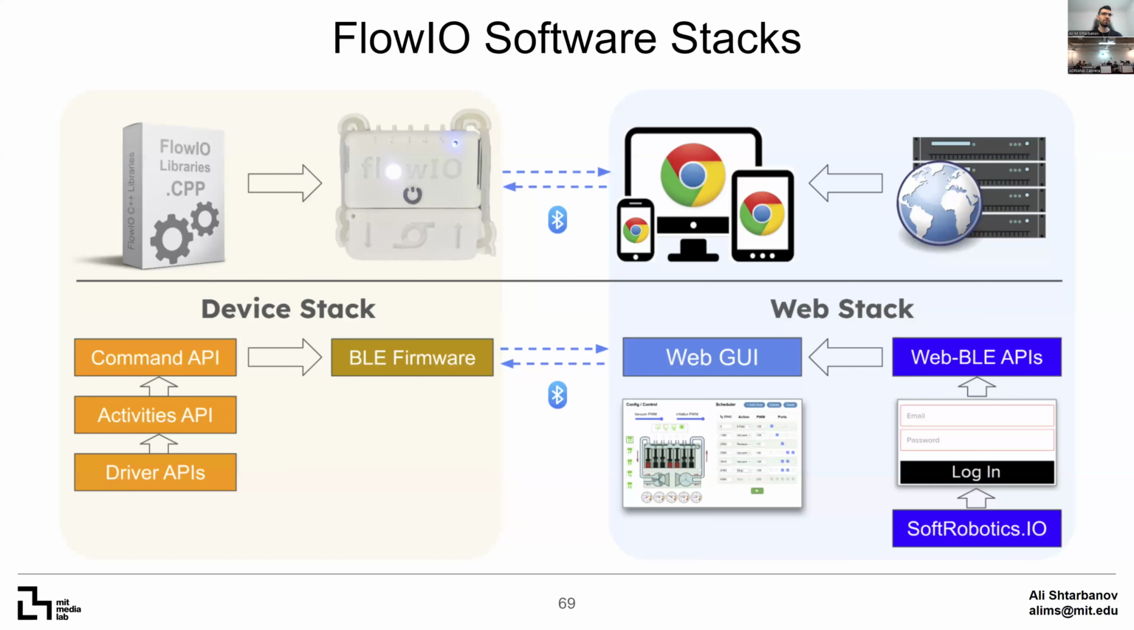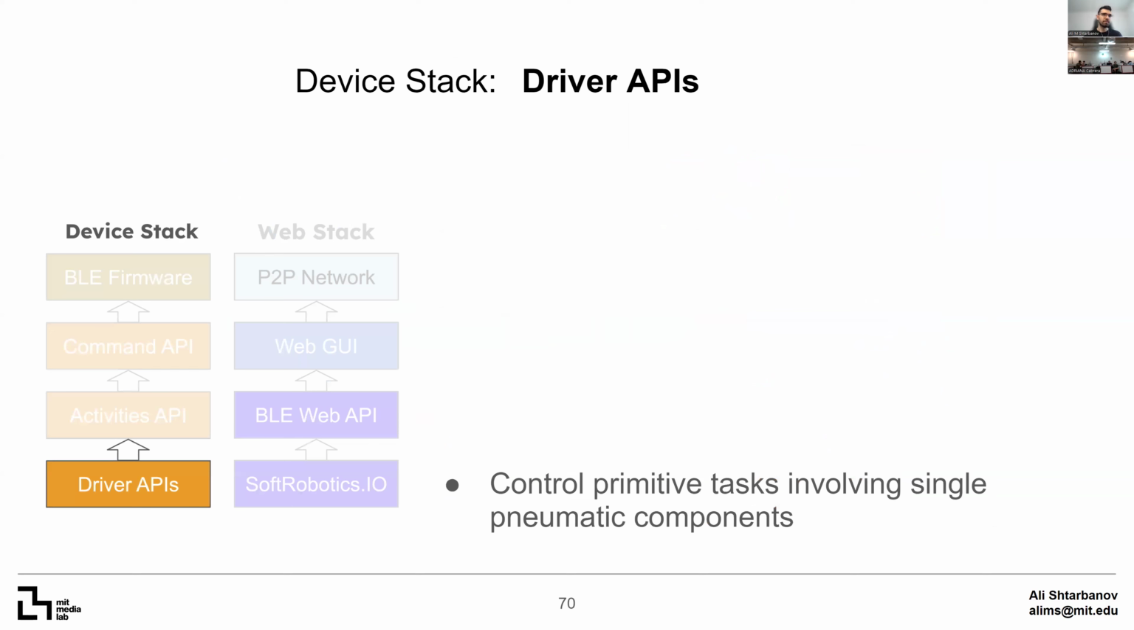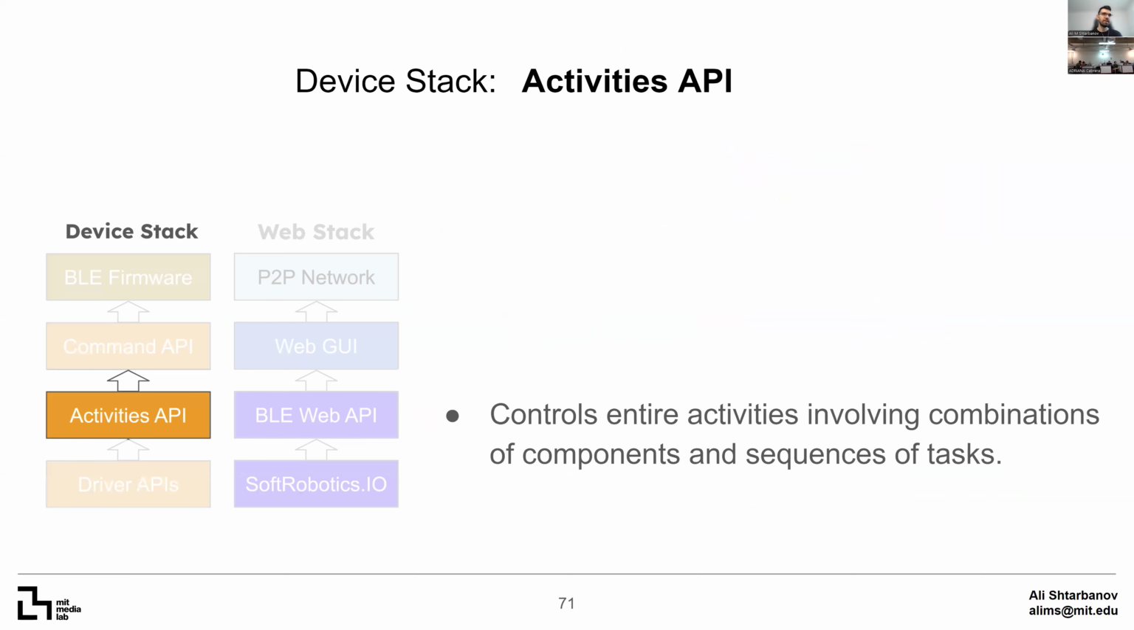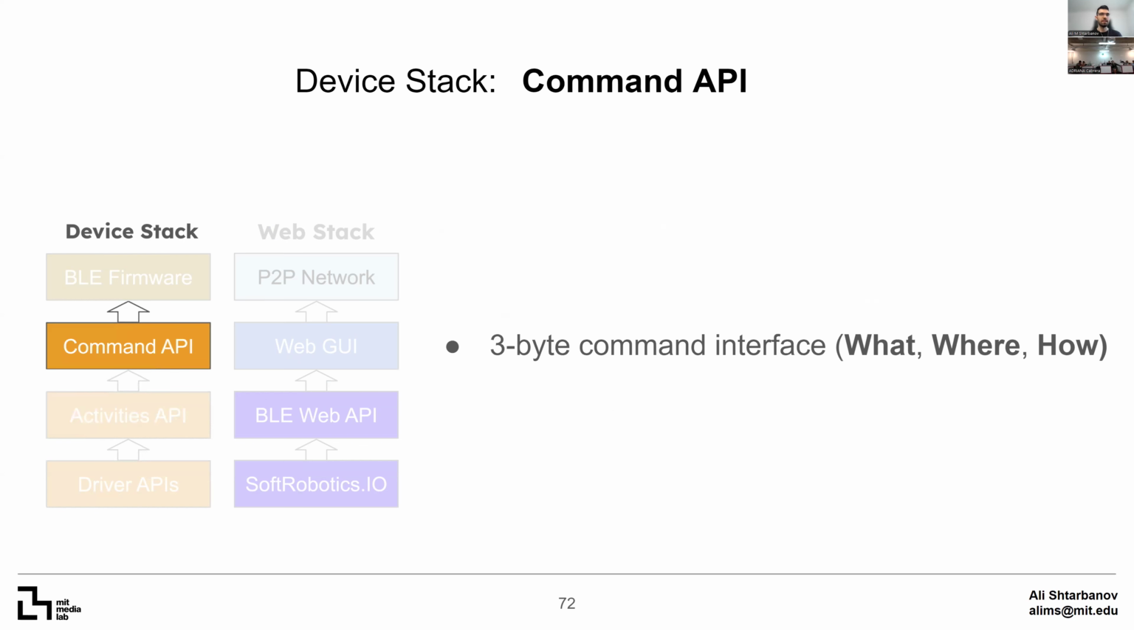Shown here are the device stack and web stack for FlowIO. Users can control FlowIO from any layer of these two stacks. At the bottom of the device stack are driver APIs, which control primitive pneumatic components. Second layer is pneumatic API containing methods that control entire activities involving combinations of components. Next is a command API allowing FlowIO control using 3-byte commands.